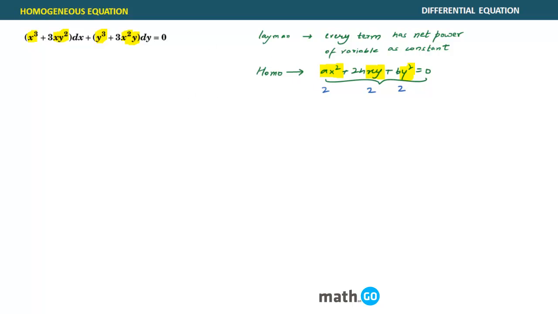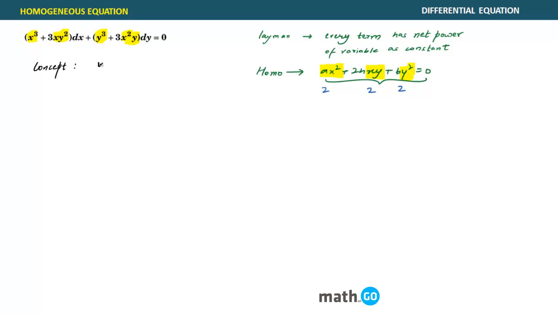So that means this is completely homogeneous because each term has degree 3. So this could be solved using the concept of homogeneous. What is the concept of homogeneous? What is the formula or concept of homogeneous equations?